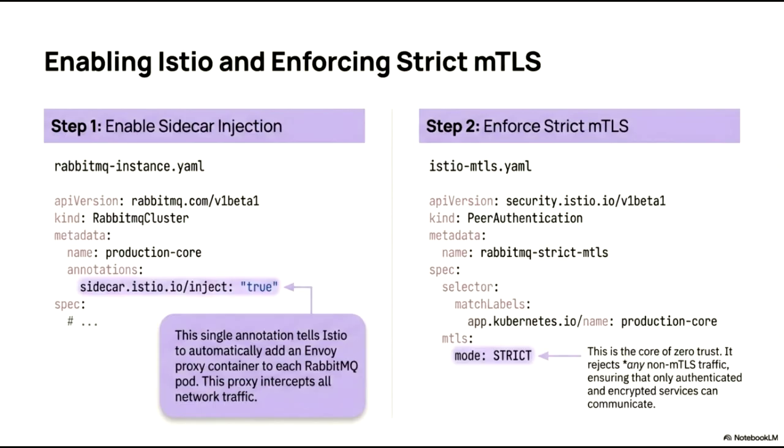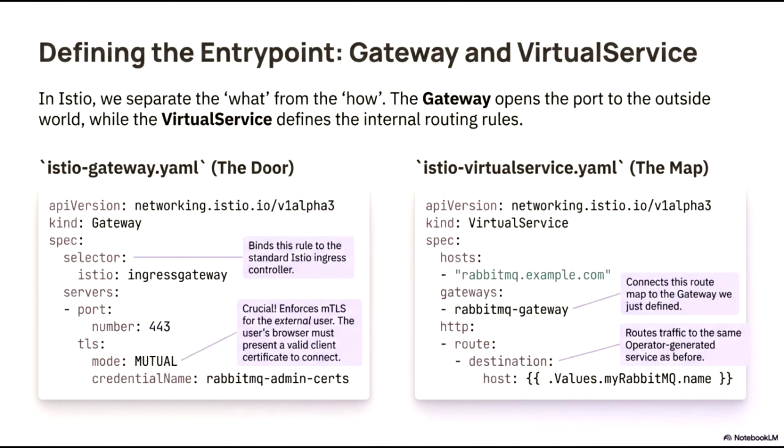In Istio, we separate the what from the how by defining the entry point through two distinct components, the gateway and the virtual service. Think of the gateway as the door that opens a specific port to the outside world, while the virtual service acts as the map that defines internal routing rules.